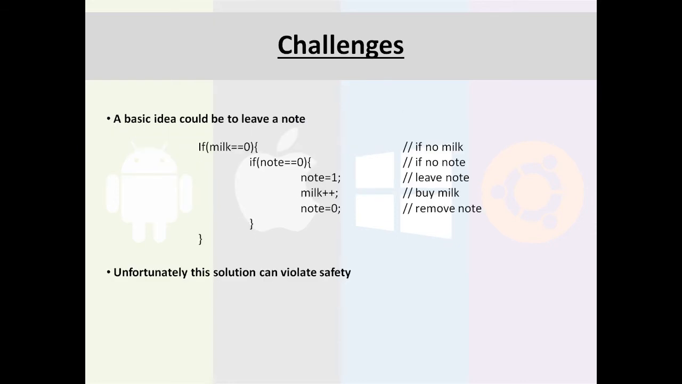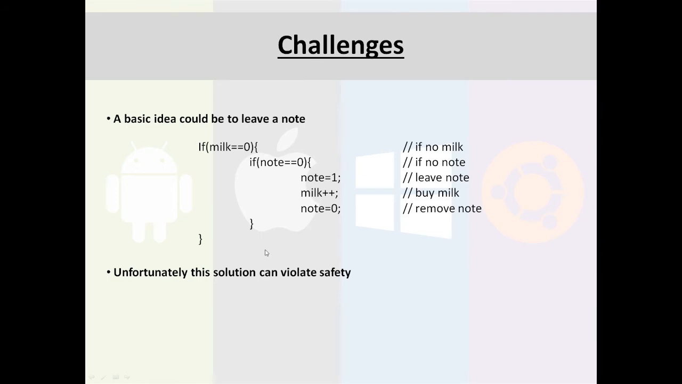So a basic idea we could have is to simply leave a note. Here we have a case where if milk is equal to 0, i.e. there is no milk, then I'm going to leave a note, and if there is no note that's currently been left, then I'm going to leave a note indicating that I want to go buy milk. I'm then going to go buy the milk, and after I've bought the milk, I'm going to set my note back to 0. So this is quite a nice way of communicating between different threads. Say someone else comes along and sees, oh, the note isn't equal to 0, so someone must be buying the milk already, so I won't go buy the milk.